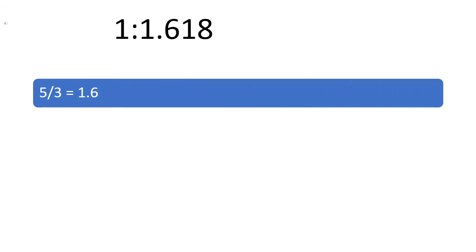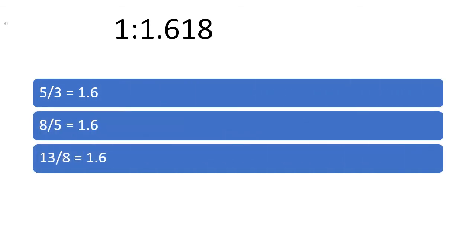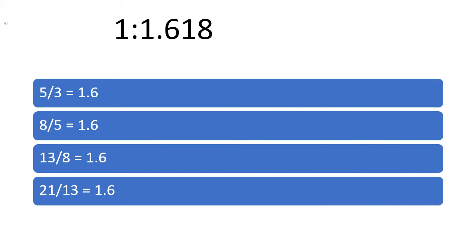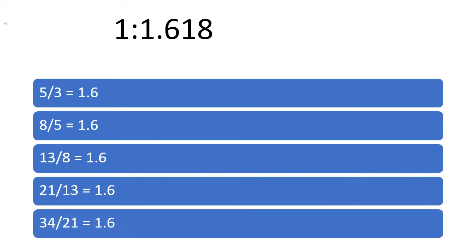What's a Divine ratio? The ratio between the two successive Fibonacci numbers is known as Divine ratio. That is approximately 1 is to 1.618. Examples: 5 divided by 3 is equal to 1.6. 8 divided by 5 is equal to 1.6. 13 divided by 8 is equal to 1.6. 21 divided by 13 is equal to 1.6.